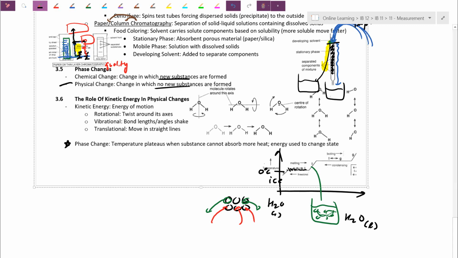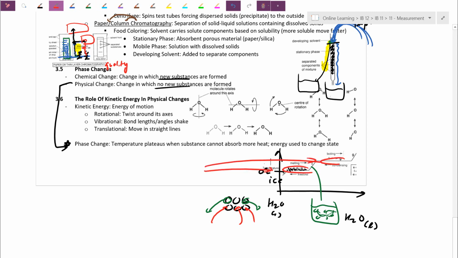So make a note here. A phase change is a physical change. We'll come back to this in chapter 5. The reason why the temperature plateaus, even though you are actually adding heat, is that all the heat is used to change the state. You can say change the state to be generic: solid, liquid, and gas.